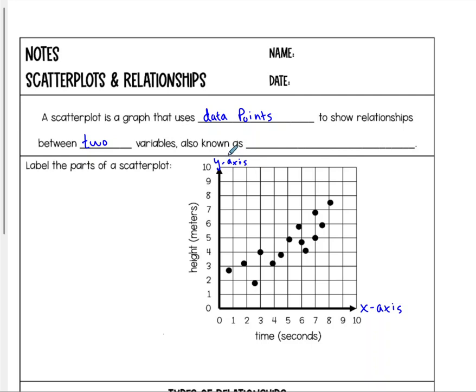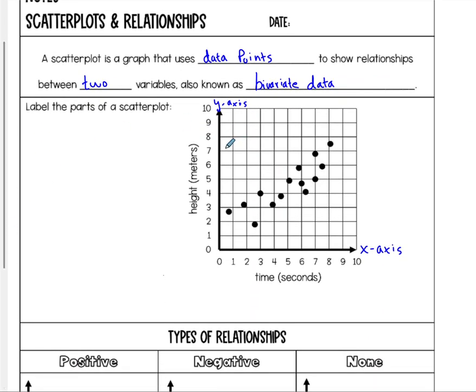And we also call this bivariate data. So data again is just information. In this case, the information that we see here are these points, and these points are formed because of two things. You have your x and your y. That's why we call this bivariate data.